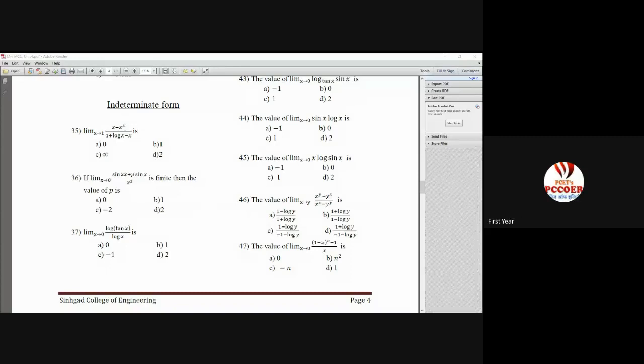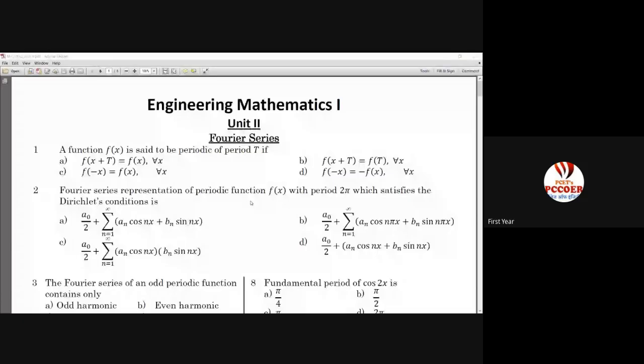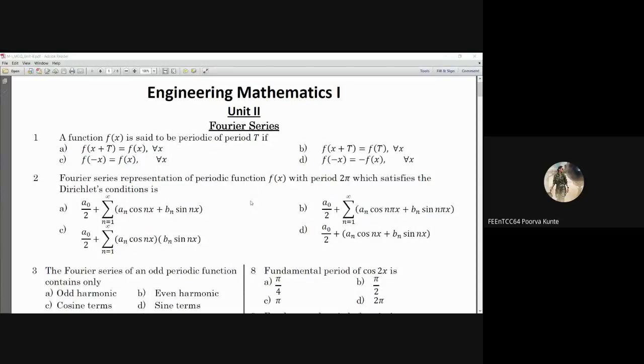Can you see now unit 2 MCQs? No, ma'am. You can't see? The screen froze. Okay, let me just try then. Stop sharing and again I'll share. Can you see now? Yes, ma'am.